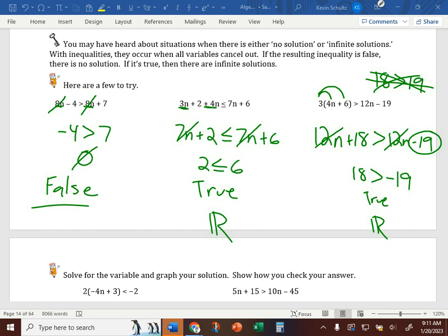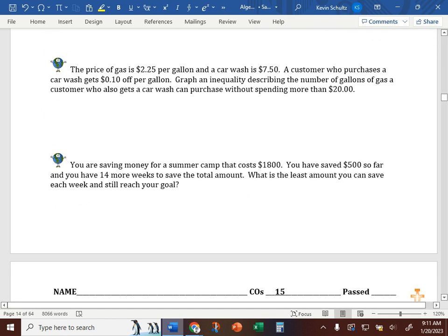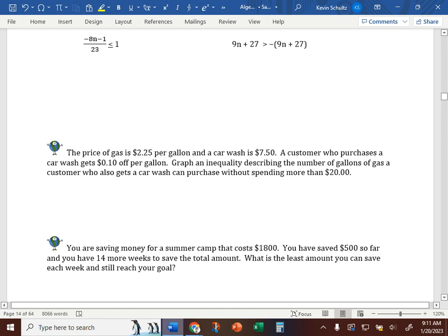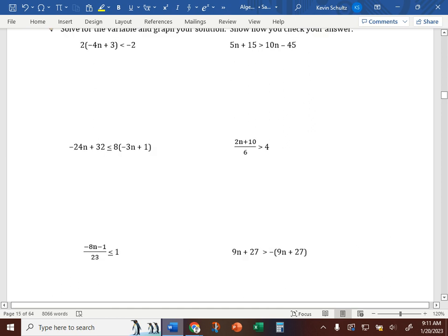Okay. Your homework for Monday is the second page. They are all multi-step inequalities. Remember, when you have parentheses, distribute. Variables on both sides, get them on the same side with opposite operations. Parentheses and variables on both sides. This one, what did you do first here? I'll throw you a bone. What would you do first for 2n plus 10, the whole thing divided by 6, greater than 4? Multiply by 6 to get rid of that fraction.